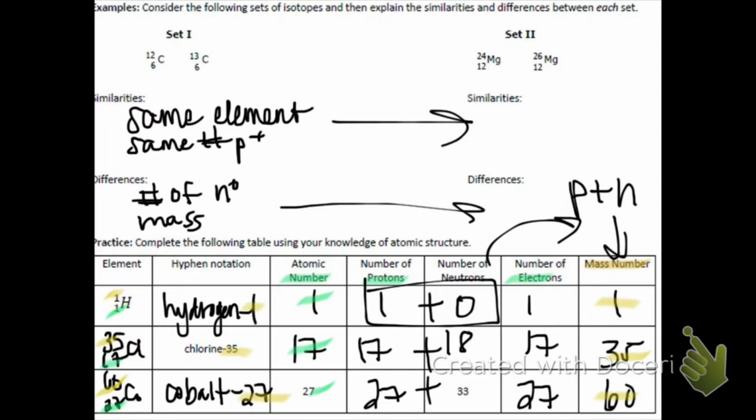So that wraps up our little talk on atomic structure. There is another video talking about how to calculate the average atomic mass, which is that decimal number. It's different than mass number, so be sure you know how to do that.